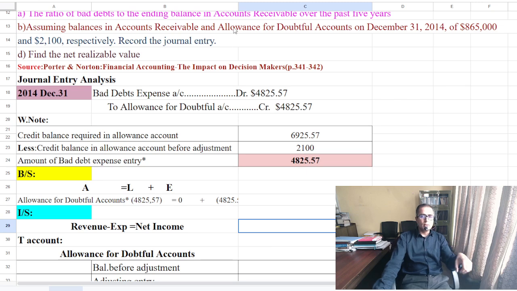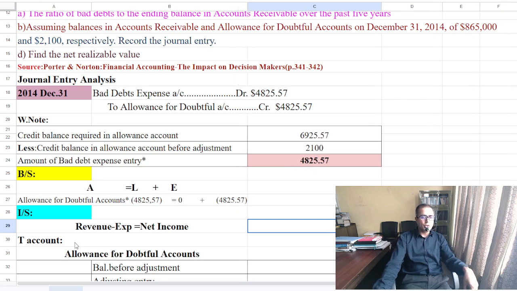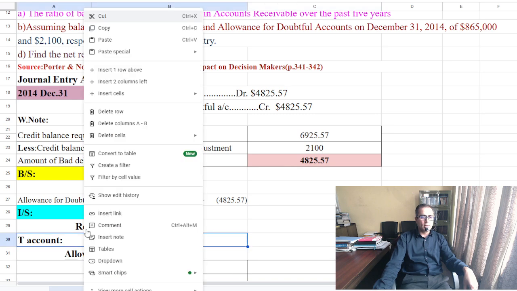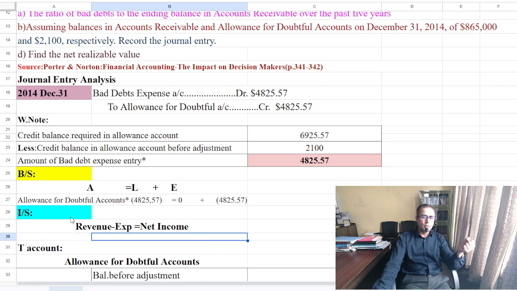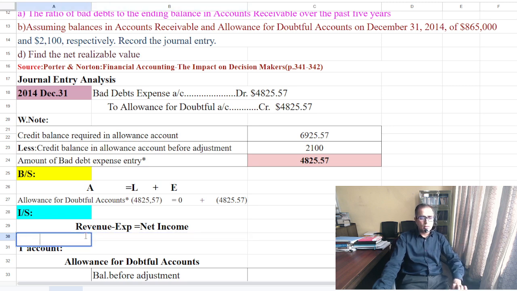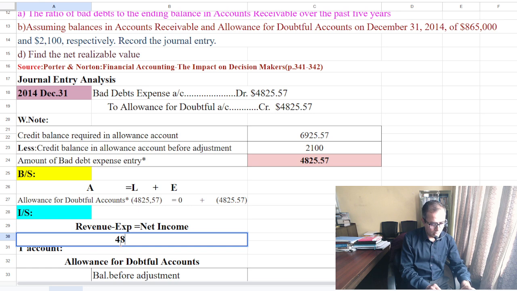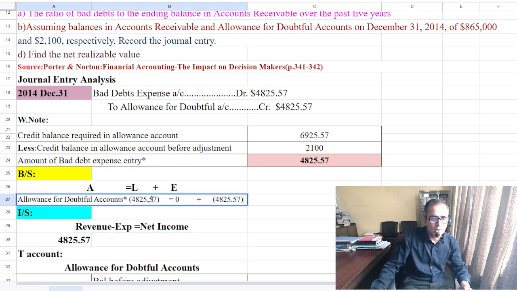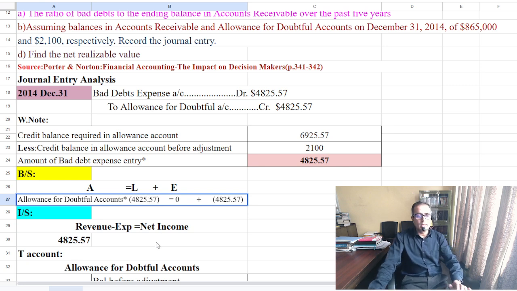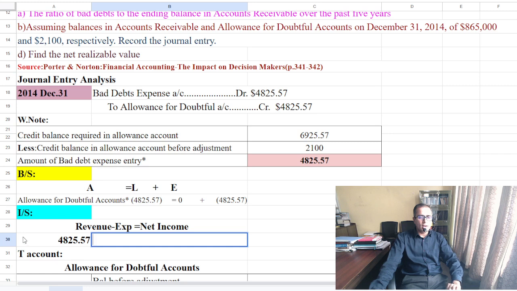Okay, then look at your revenue. Revenue minus expenses is what we call the net income, right? In this case, in your income statement, look at your revenue part. Revenue is that, okay, that's a bad debt expense. We don't have revenue, but we have an amount of 4825.57, in point figure. By the way, this is not the revenue, don't be confused here.